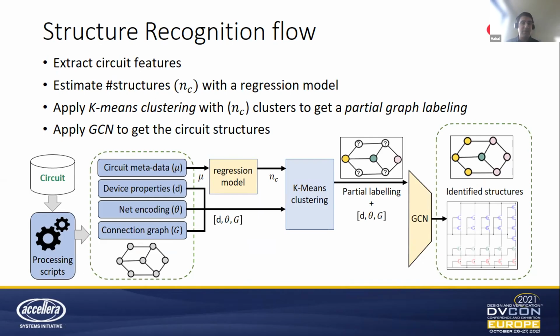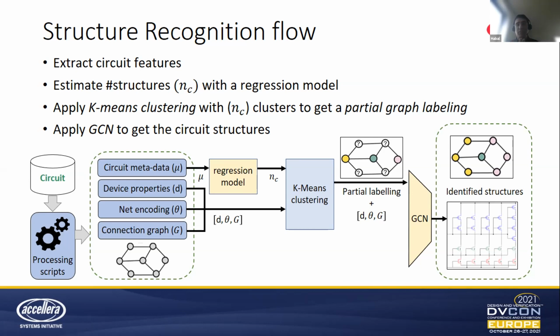We then take the number of structures recommended by the regression model. And we take a feature vector comprised of the device properties, the net encoding, and a column per device from the adjacency matrix of the connection graph. And we apply k-means clustering, which is just a non-parametric method that will cluster the devices in the circuit into one, two, or more groups. The output of this is that we have clusters. Each cluster can represent a structure in the circuit.